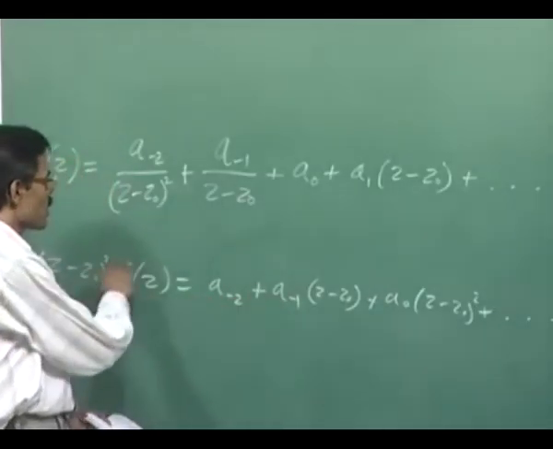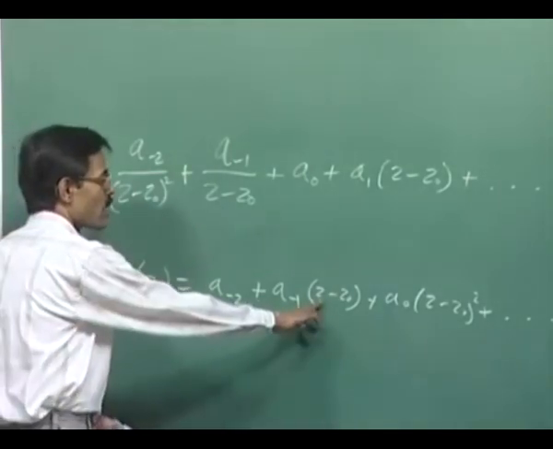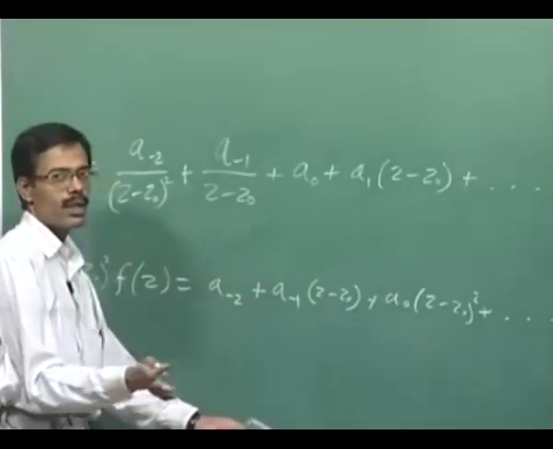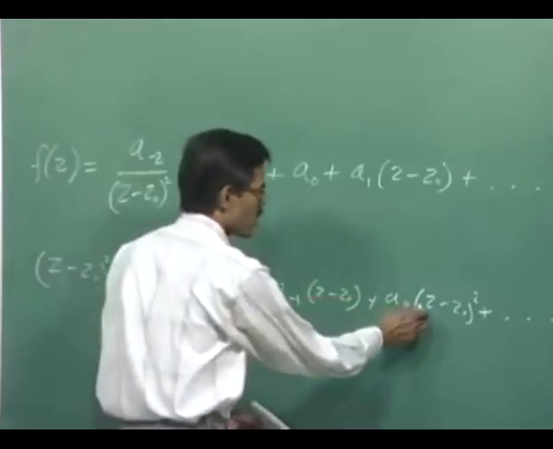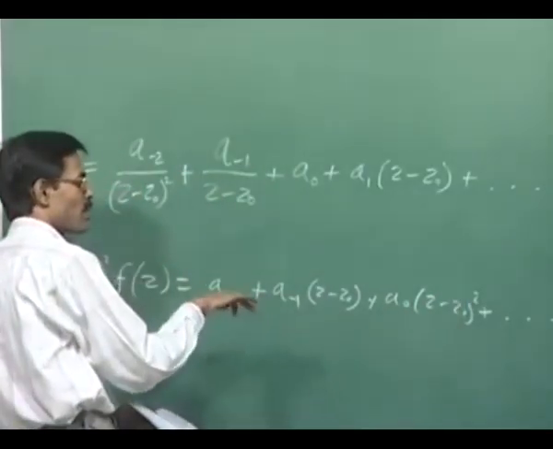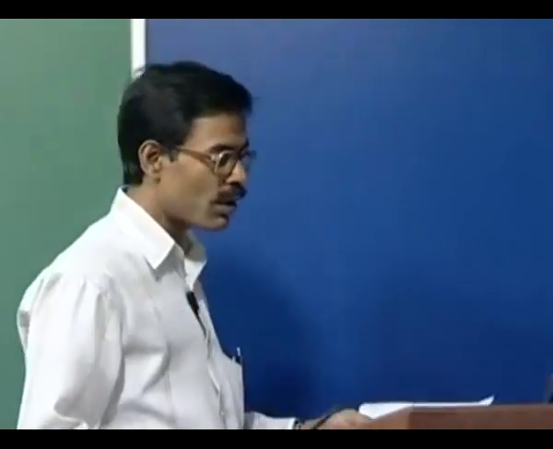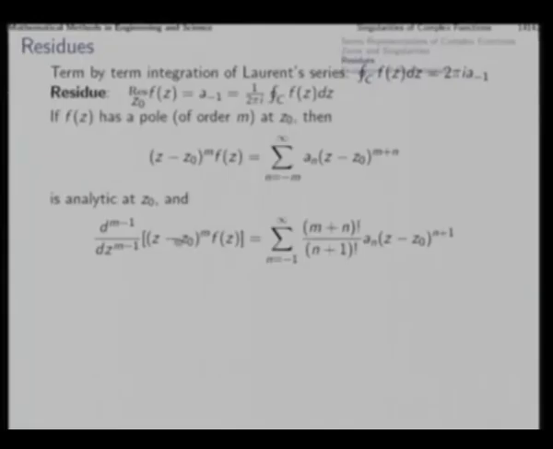So what you do is differentiate it once. As you differentiate once, a minus 2 goes to 0, a minus 1 gets exposed, and other terms will remain with a factor z minus z0. Then you substitute z equal to z0, and you get the value a minus 1, that is the residue. So for a pole of order m, to evaluate the residue, you first multiply the function with z minus z0 to the power m, and then differentiate m minus 1 times, and then what you get turns out to give you the residue directly.